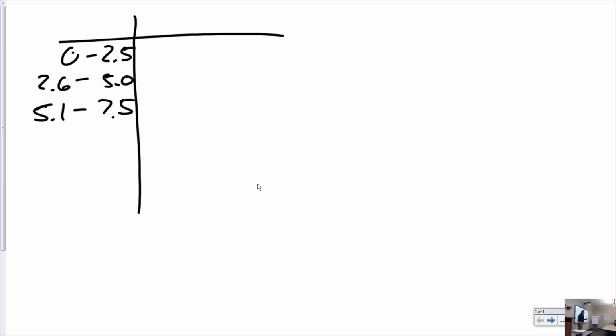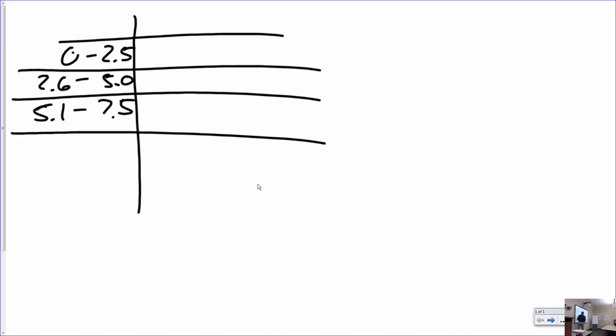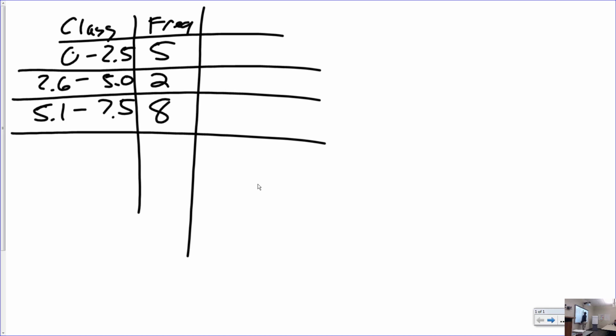If your class starts with 0, what would the class boundary be? Good question. So let's suppose that we had just these 3 classes in our frequency range. That's all we care about. So here's our class, and suppose our frequency, who cares what the frequency is, 5, 2, 8, whatever. And now you want to do class boundaries next.